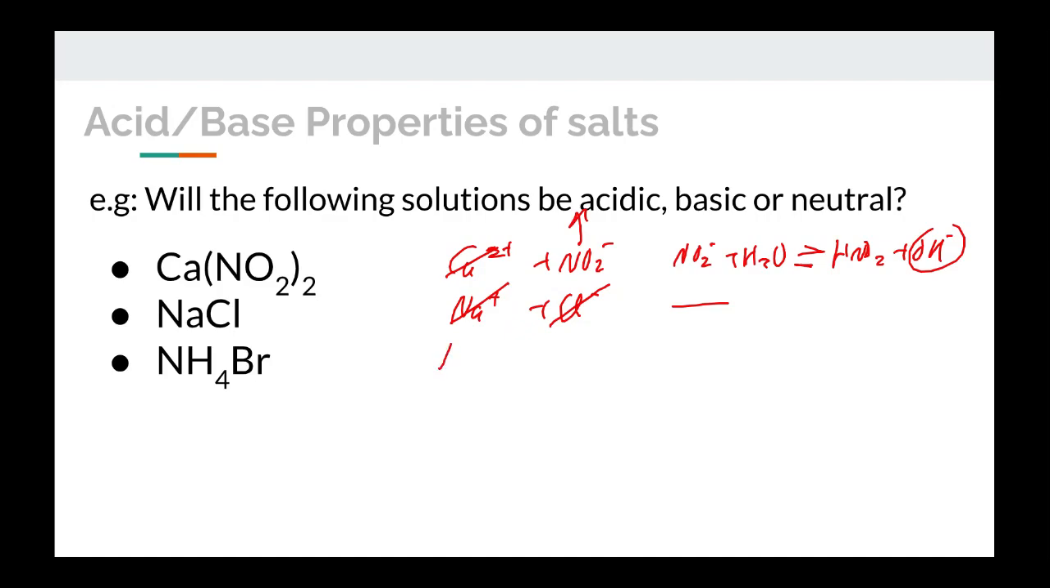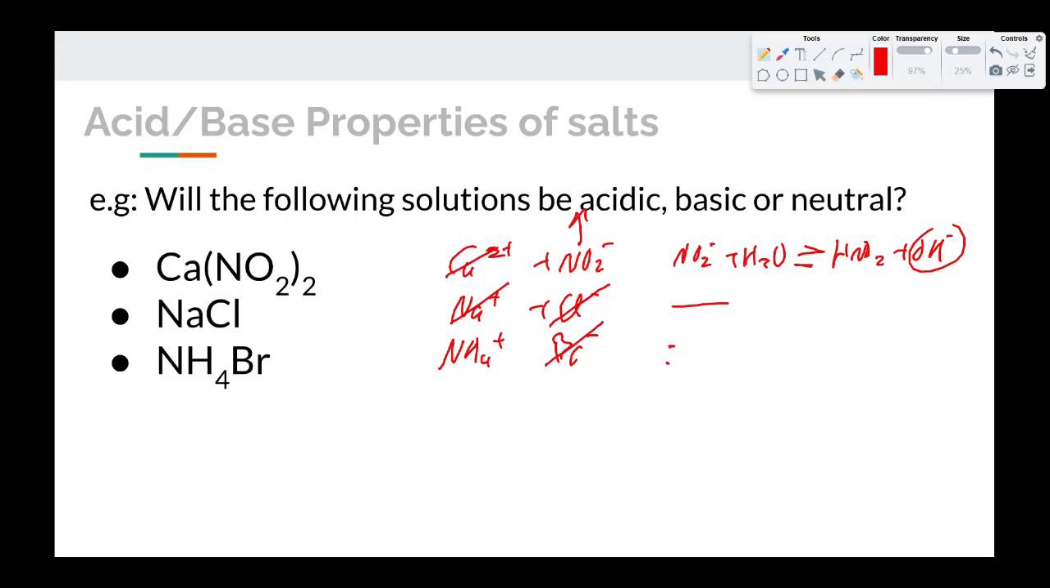NH4Br. When this dissolves, it's going to give you NH4 pluses and Br minus. This is the anion from a strong acid. That's going to have no effect. NH4 plus is the conjugate acid of NH3. So what it's going to do is dissociate and give you some H plus and some NH3. That's going to lower the pH. So this lowers pH. This doesn't do anything to pH. Overall, the effect is going to lower pH.